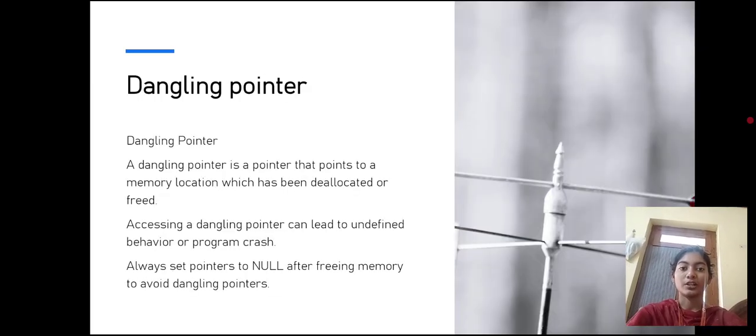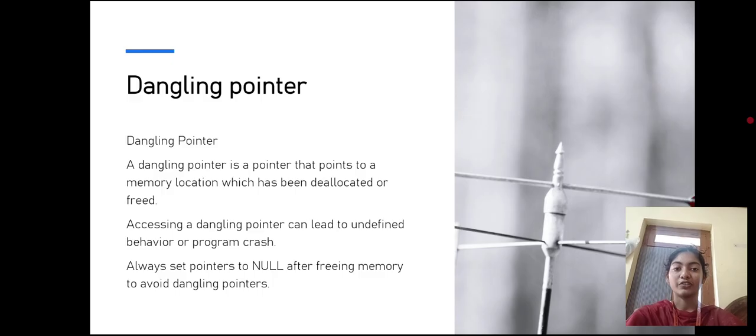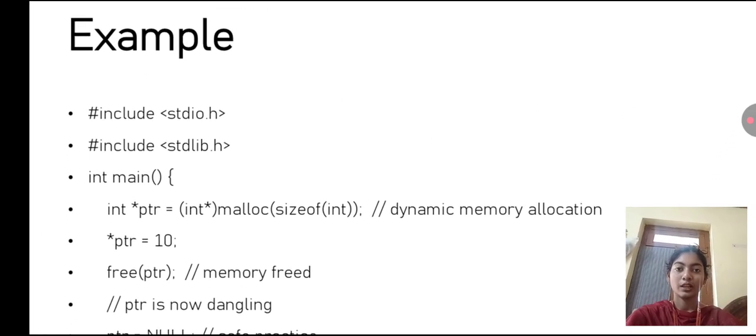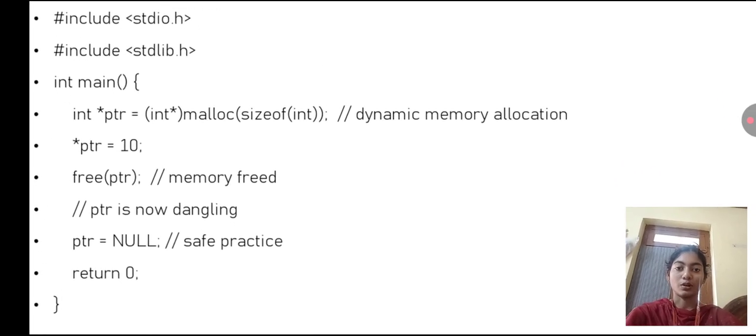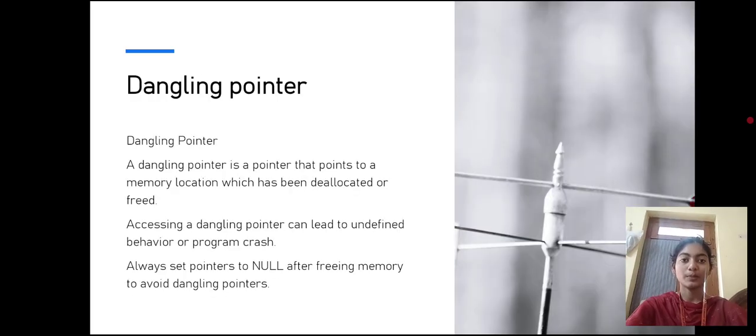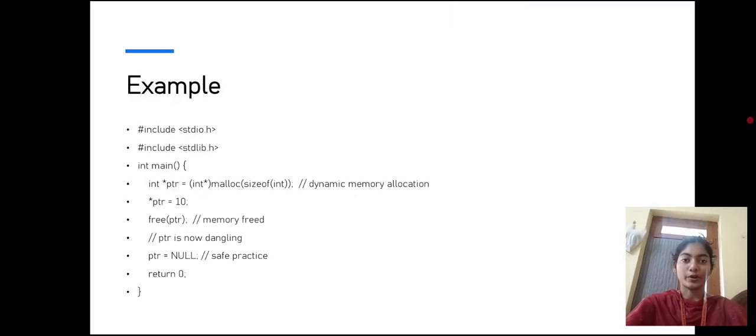A dangling pointer is a pointer that points to a memory location which has been deallocated or freed. Accessing a dangling pointer can lead to undefined behavior or program crash. Always set pointers to null after freeing memory to avoid dangling pointers. And this is our example, #include <stdio.h>, return 0. This is a simple example to understand this pointer.